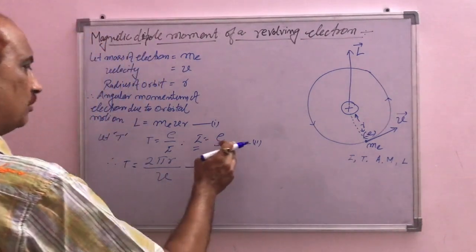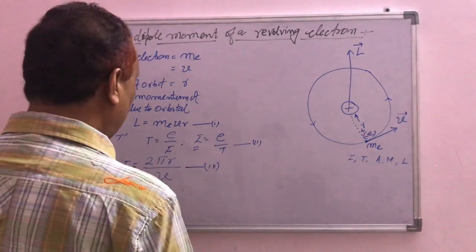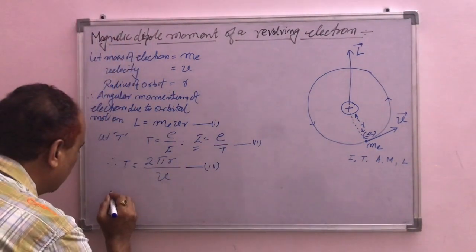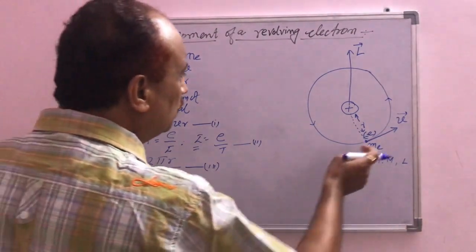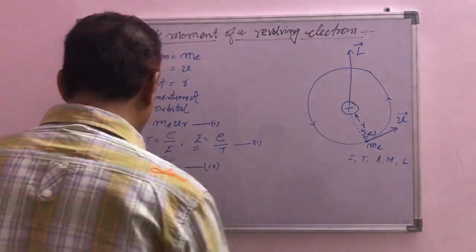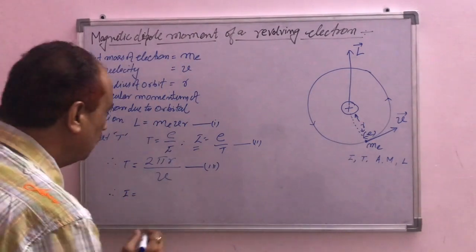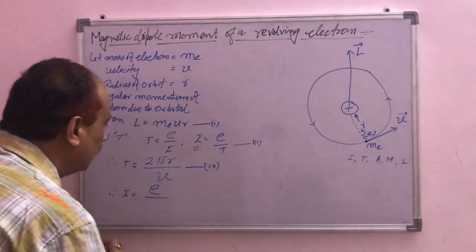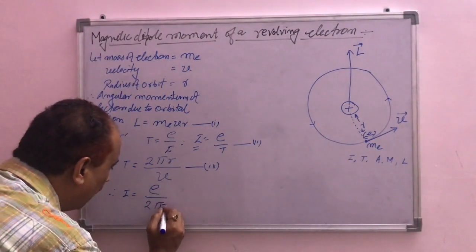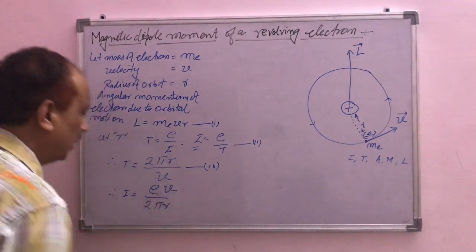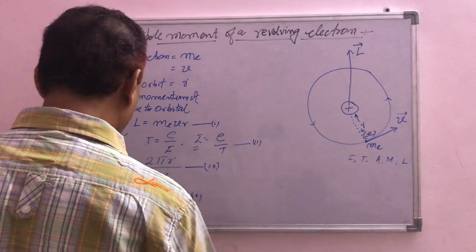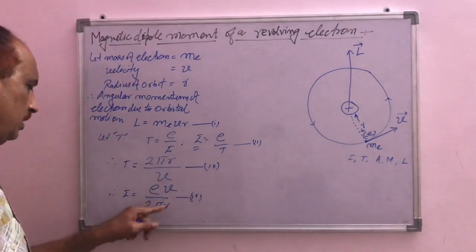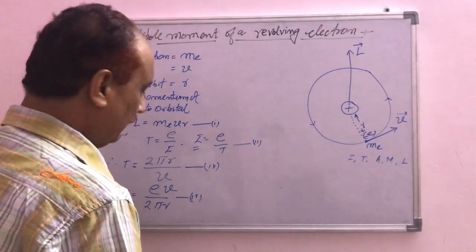From equation number 2 and 3 we can write the value of the current flowing due to the orbital motion of the electron, that is I equal to e upon T. T means 2 pi r upon v, so we can multiply by v in the numerator. It is equation number 4. So the amount of current is e v upon 2 pi r.